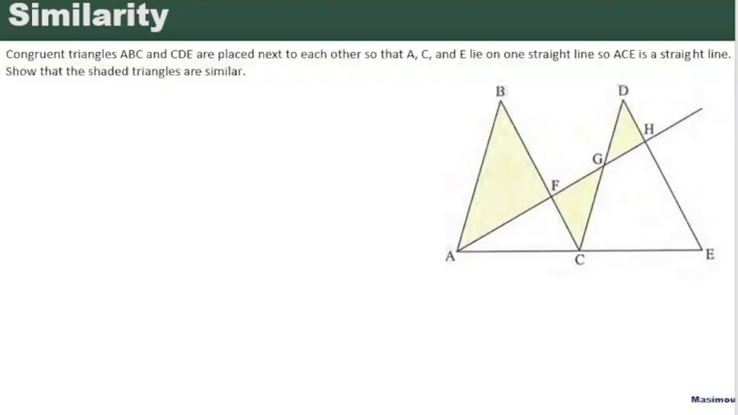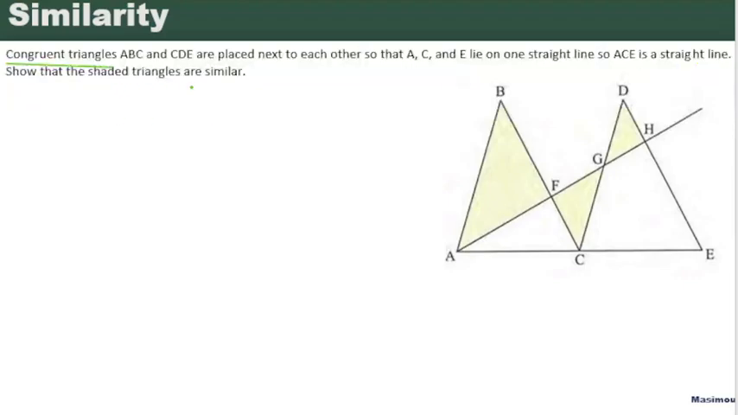Here it says congruent triangles ABC and CDE are placed next to each other. When I am talking about congruent triangles, that means corresponding angles and corresponding sides in each two triangles are equal. It says they are placed next to each other so that A, C and E lie on one straight line. That means they are collinear. So ACE is a straight line.